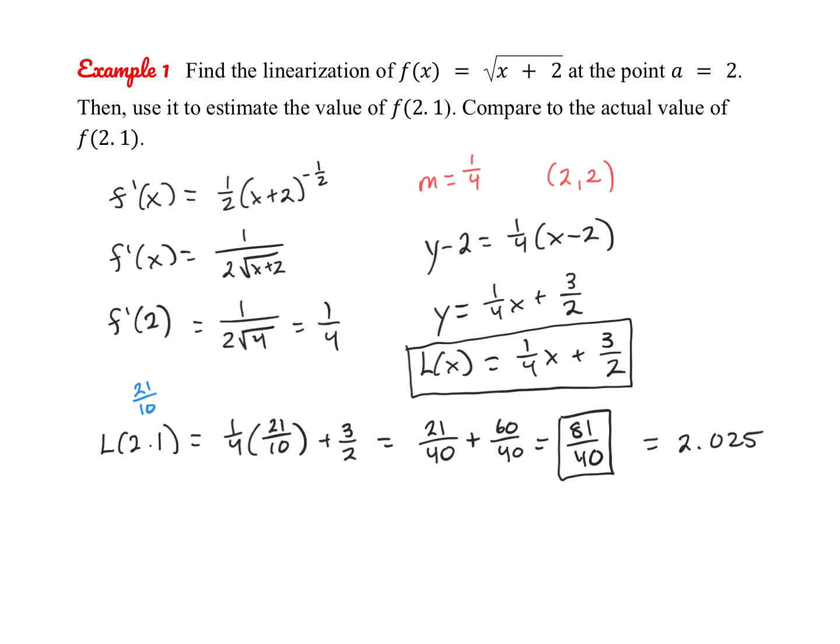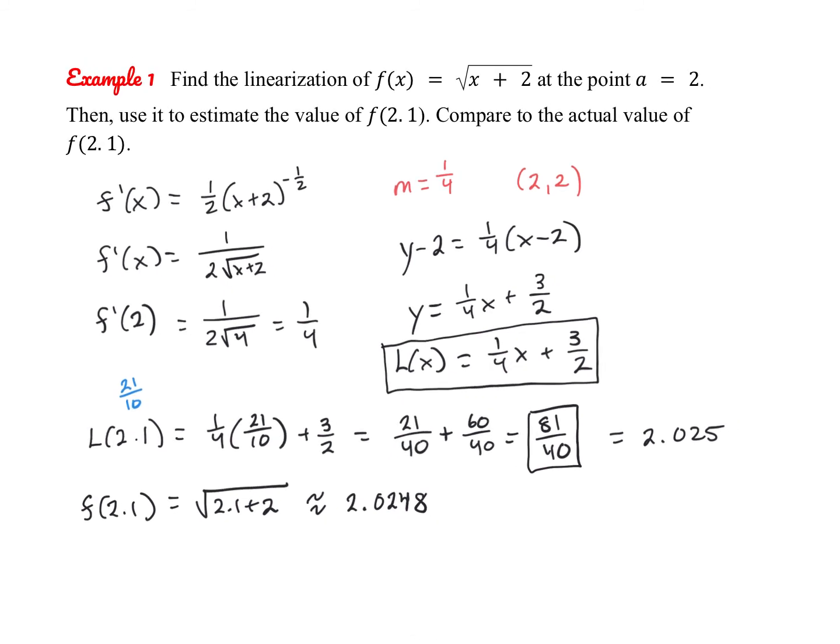So we can compare it to the actual value of f of 2.1 just to see how close we are. So now let's actually do f of 2.1. So we have the square root of 2.1 plus 2. And this we can use our calculator and get a decimal approximation, and it becomes 0.0248. So you can see that it's actually extremely close to the actual value of f of 2.1. Now you will notice that in this case, our linearization is now an overestimate for this approximation.